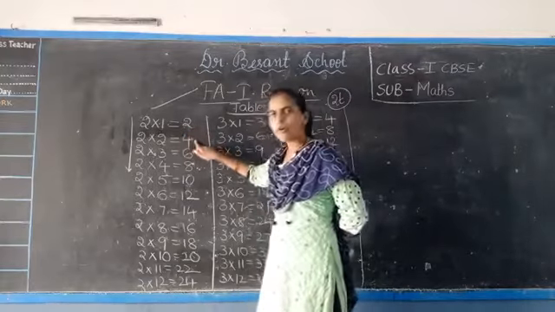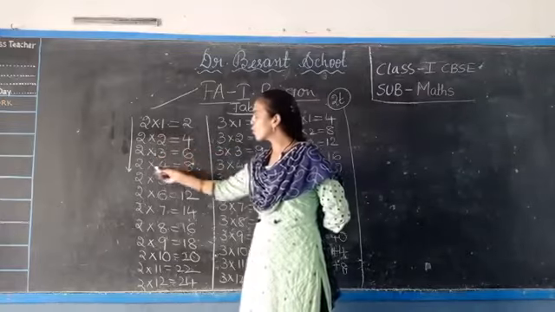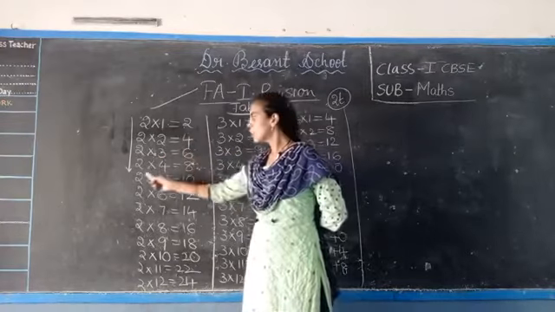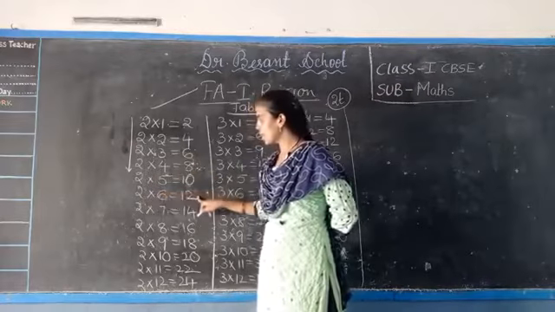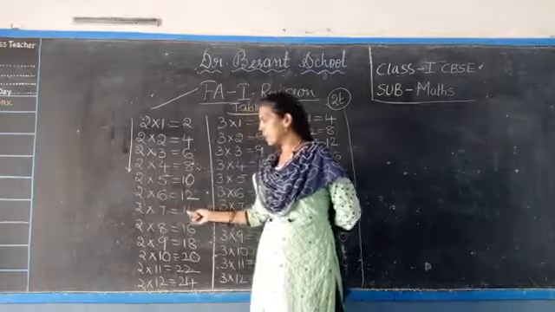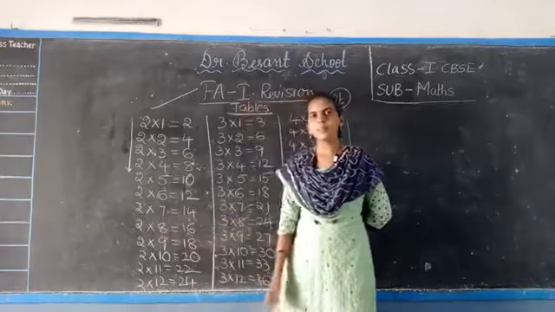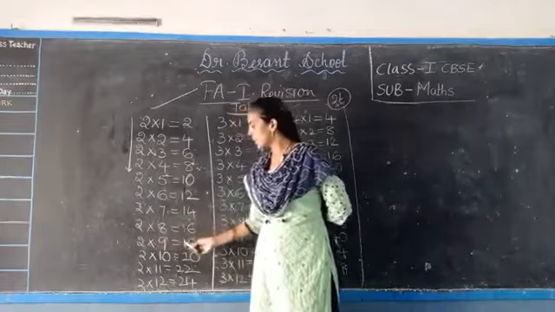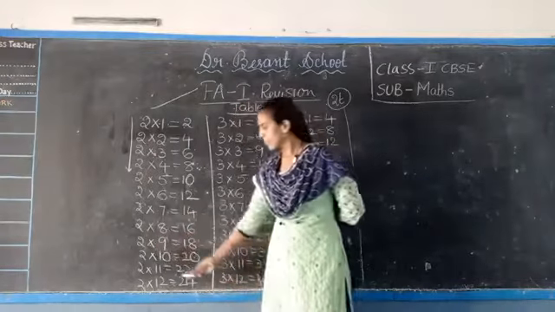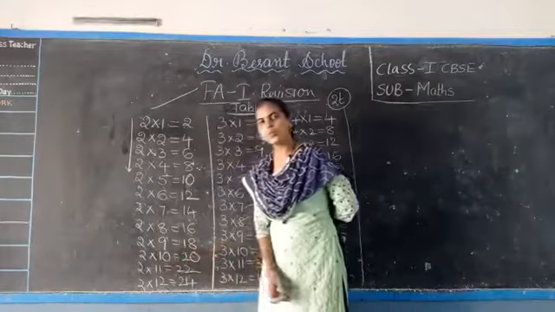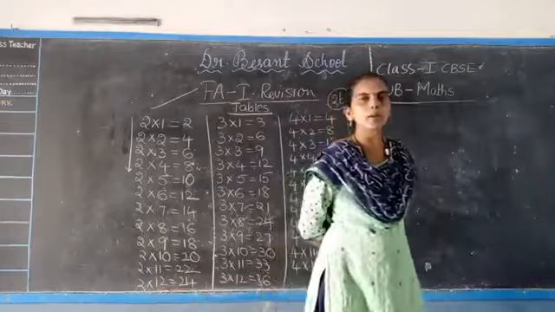2 2s are 4. 2 3s are 6. 2 4s are 8. 2 5s are 10. 2 6s are 12. 2 7s are 14. 2 8s are 16. 2 9s are 18. 2 10s are 20. 2 11s are 22. 2 12s are 24. Is it clear about the table?